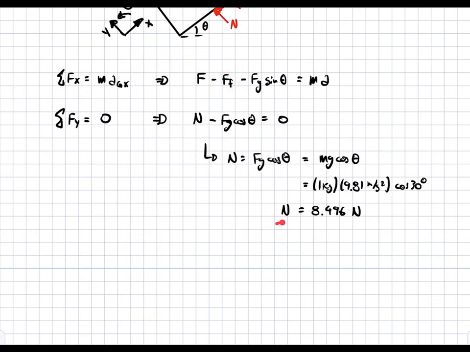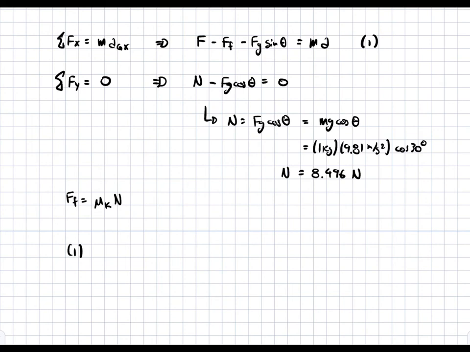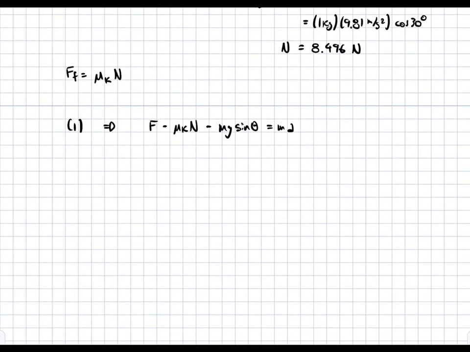Okay, so now we have N, and if we go to the above equation, we can find F of F from N, because the force of friction is going to be equal to mu k N. And we have Fg sine theta. We're given F, so we can find the acceleration a. So let's do that. From equation 1, we get F minus mu k N minus Fg, or actually I'm going to replace Fg with mg, mg sine theta, is equal to ma. So a is equal to F minus mu k N minus mg sine theta, over m.